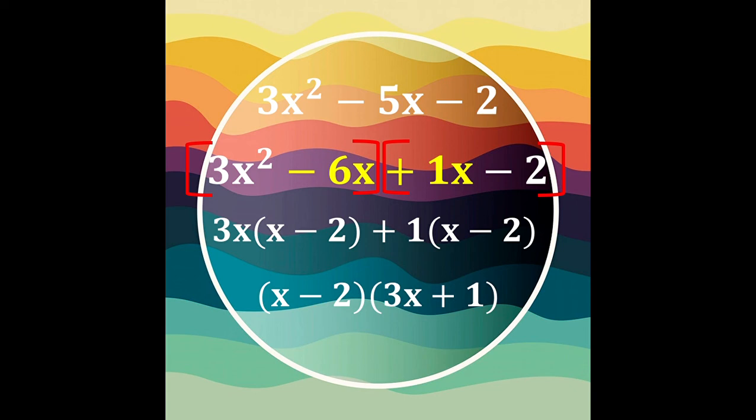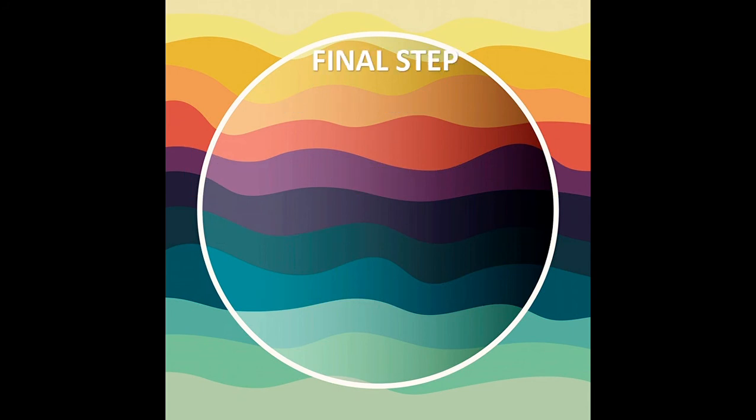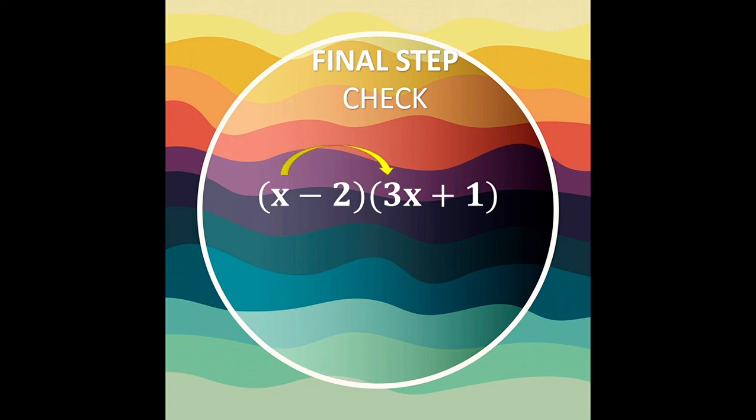Now there's one more step which you can do to find out if you got the correct answer. That is called checking. For this step, we need to multiply these two brackets, and our final answer is going to be the initial quadratic equation. So to multiply, first we need to multiply x and 3x, the first terms, which will give us 3x squared. And then we need to multiply the inner terms, minus 2 and 3x, which will give us minus 6x.